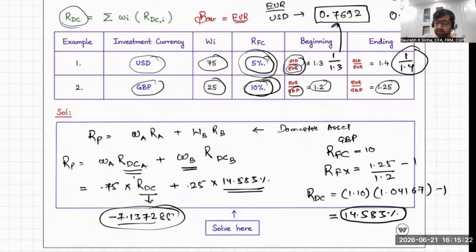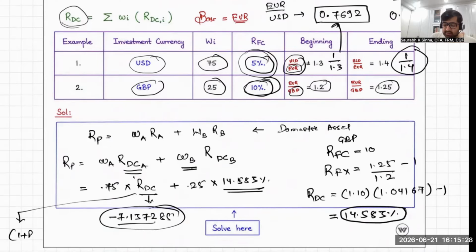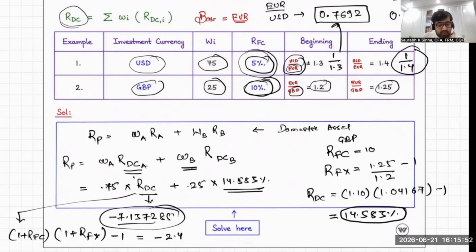Okay, let's do the calculation. So the formula to calculate RDC is (1 plus RFC, which is 5%) into (1 plus RFX, which is negative 7.137285%) minus 1. Into 1.05 minus 1. The net return is negative 2.45. Negative 2.45. And this is the return I can use in the calculation.